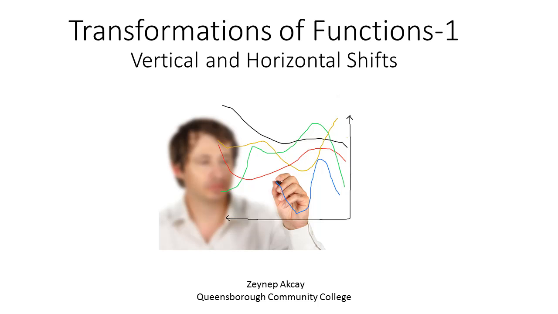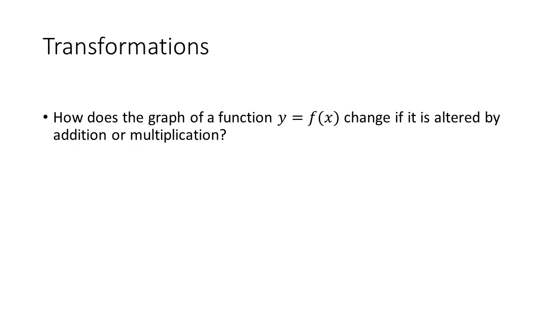Hello everyone, I will be talking about transformations of functions, vertical and horizontal shifts in this micro lecture. So the question is, how does the graph of a function change if it is altered by simple operations such as addition or multiplication? These changes are called transformations in general.